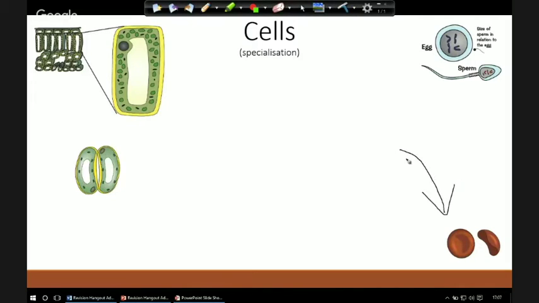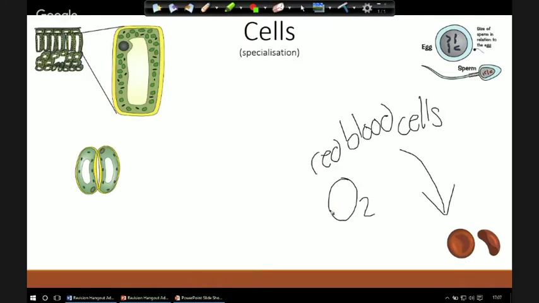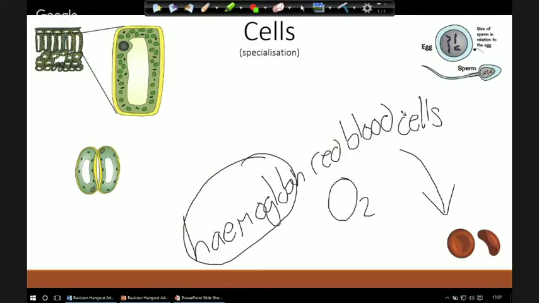Finally, we have our red blood cells. Now, red blood cells are all about carrying oxygen around the body. And to do that, they have a special pigment, known as hemoglobin. The specialization with a red blood cell is that it doesn't have a nucleus when mature. And so that increases the total amount of area for hemoglobin to reside in. And so we can carry more oxygen around the body.